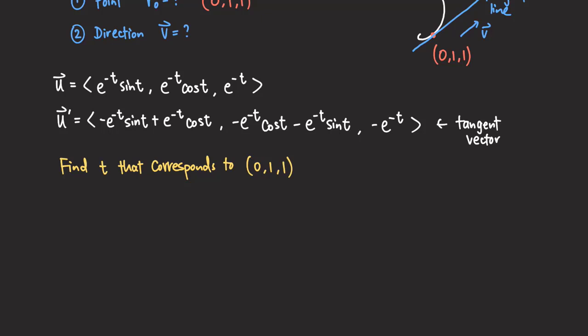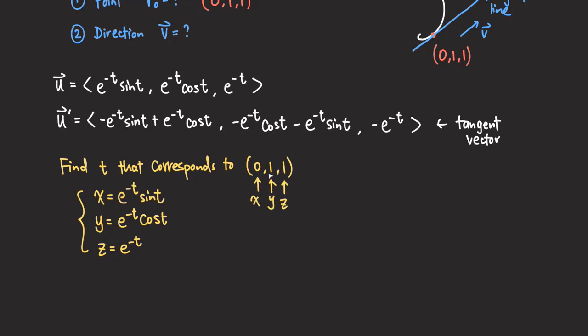So let's write down the parametric equations. We have x equal to e to the negative t times sine of t, and y equal to e to the negative t times cosine of t, and z equal to e to the negative t. So you can see that the point has x, y, and z. Now if you set each one equal to the corresponding values, we are going to get this.